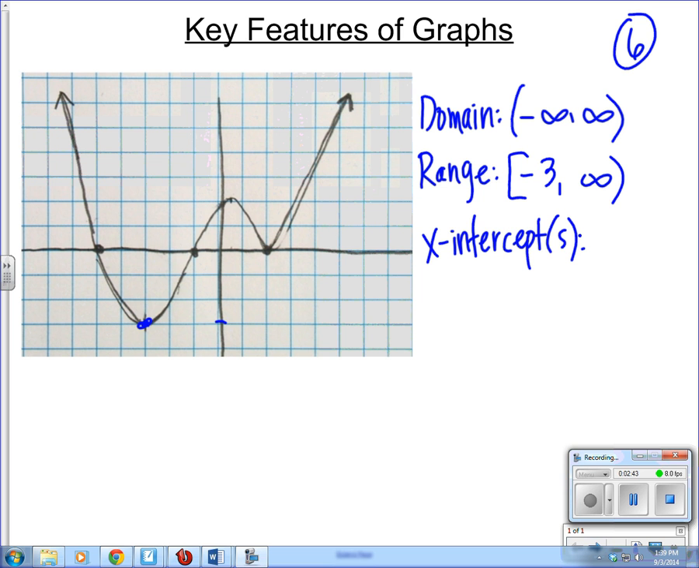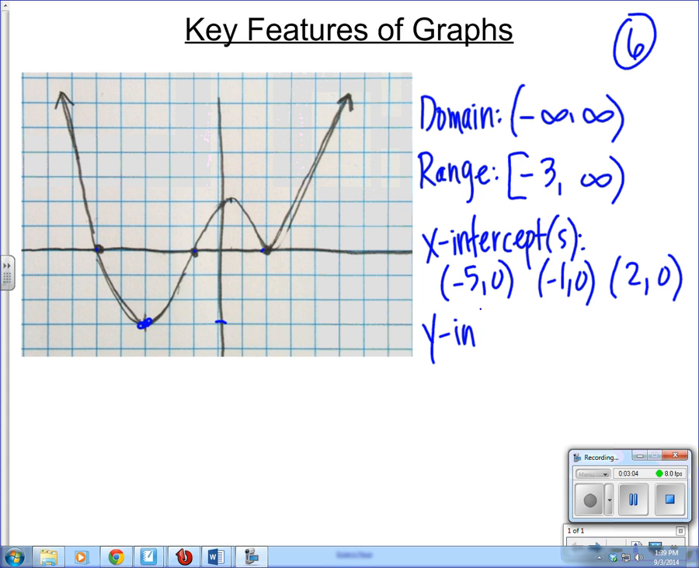So we have this point, which is -5, 0. And we have this point, the one in the middle, which is -1, 0. This other x-intercept is 2, 0.